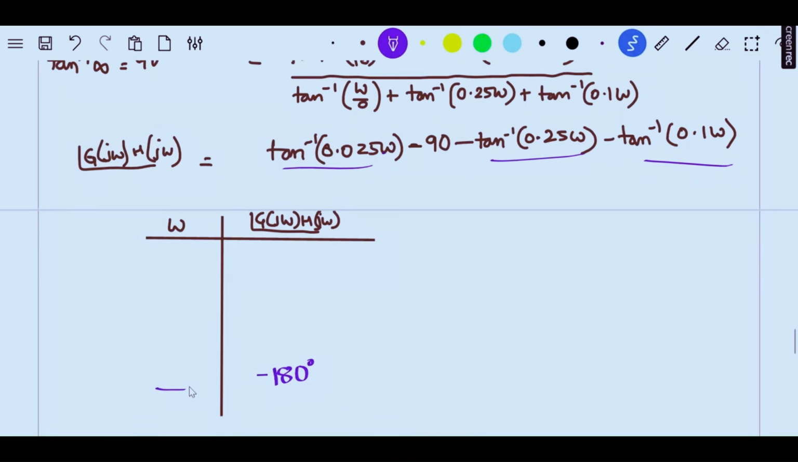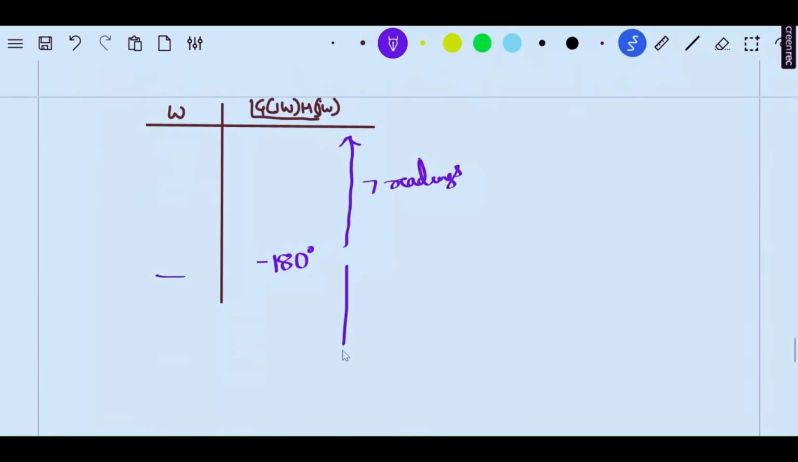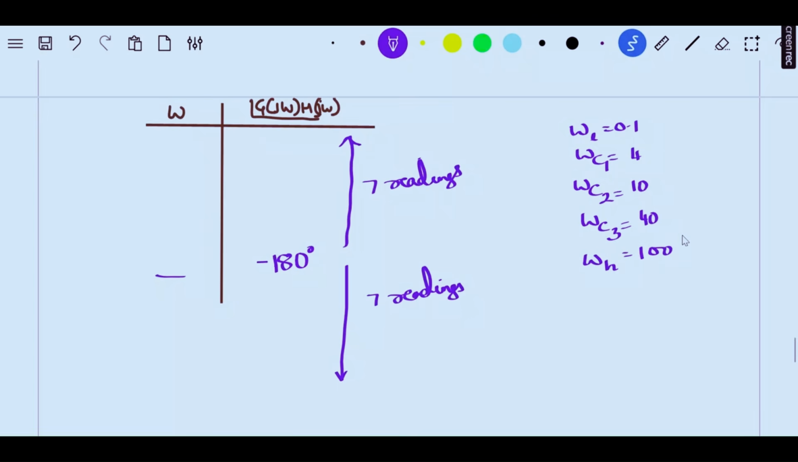So once you find that omega, take some 7 readings before minus 180, and after this minus 180 degrees, take 7 more readings. This is how you choose the value of omega, because choosing omega is very important. The second thing to keep in mind is our corner frequencies. Omega L was 0.1, omega C1 was 4, omega C2, which we did earlier, was 10, omega C3 was 40, and then omega C4 or omega H, which we took as 100. In our previous magnitude plot discussion, these were the corner frequencies we calculated.